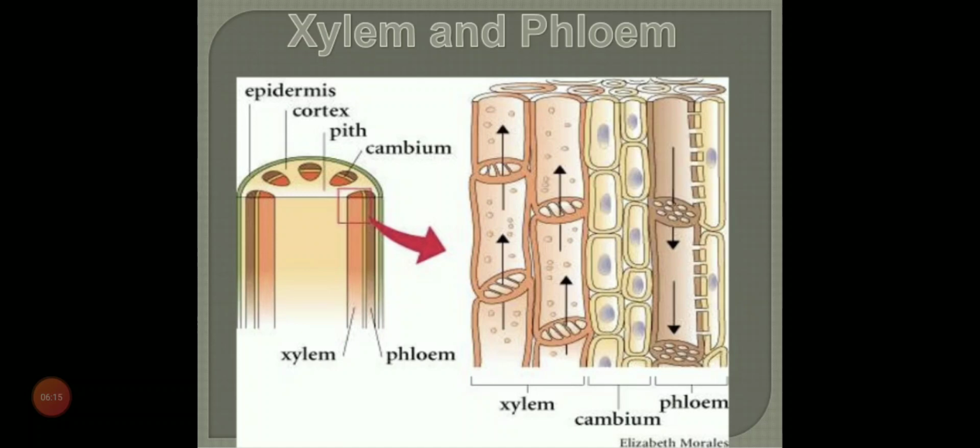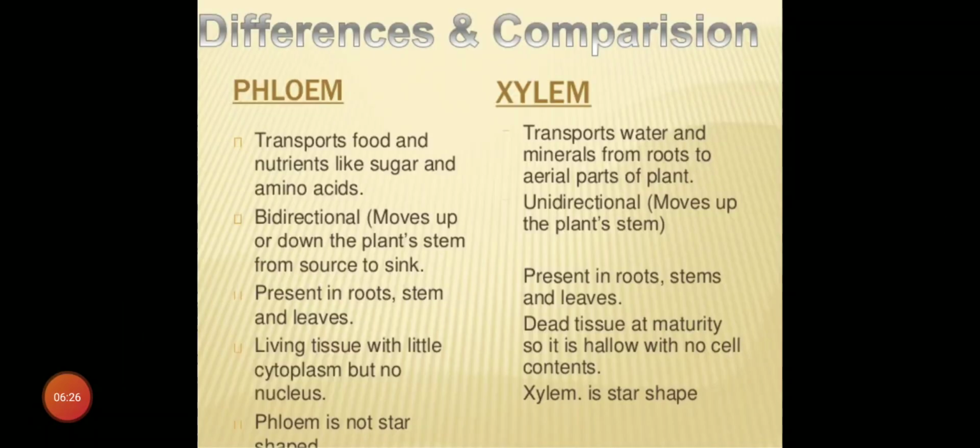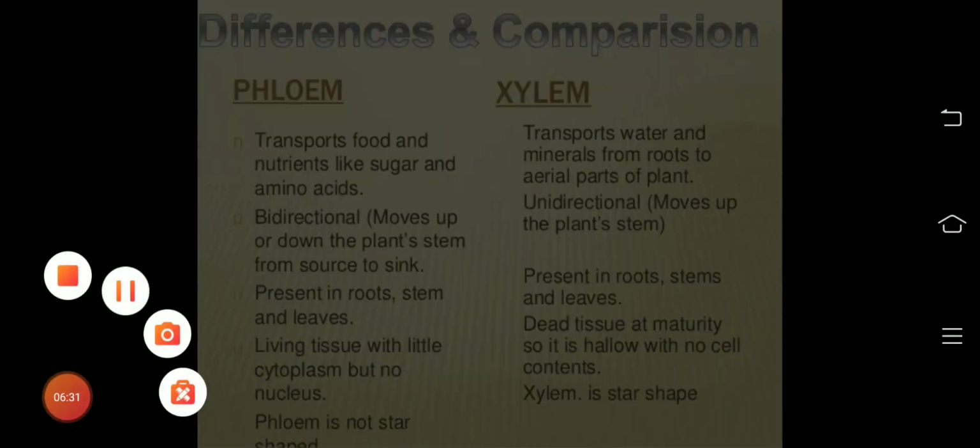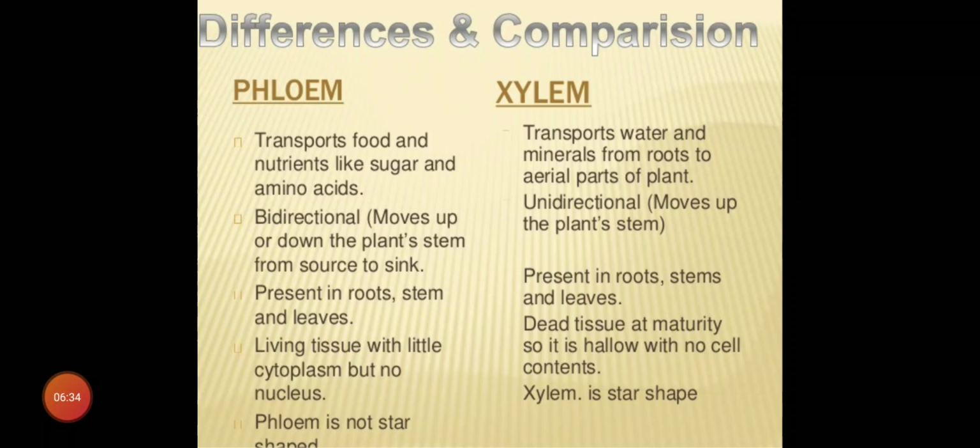and in phloem we can see that the direction is downwards because food which is prepared by the leaves is translocated to the entire plant body. Now what are the basic differences between phloem and xylem is given here. So the differences are as follows. Phloem, as we all know, transports food and nutrients like sugar and amino acids. You can also write proteins in place of amino acids. And xylem transports water and minerals from roots to aerial parts of the plant.